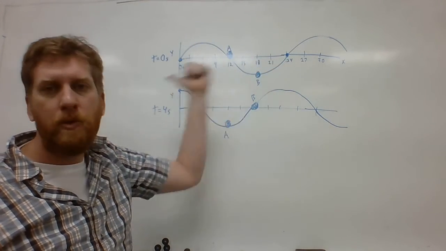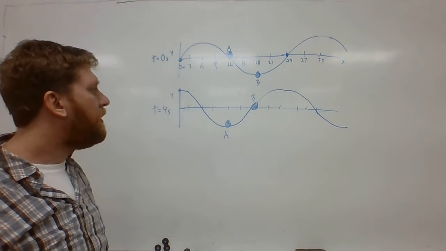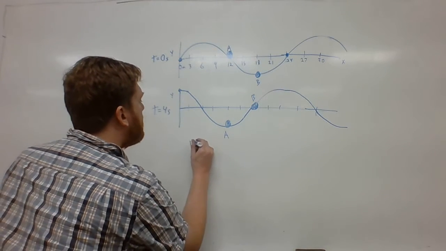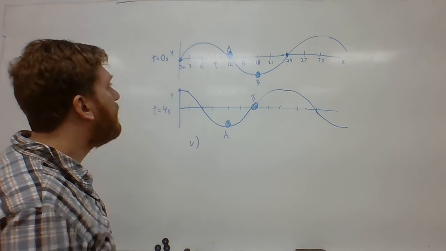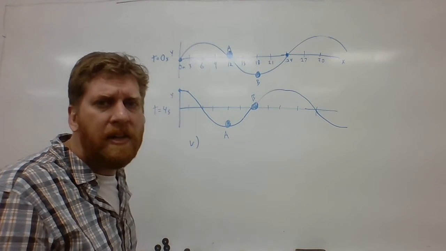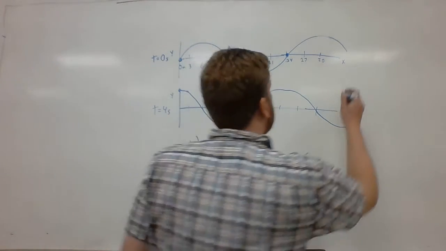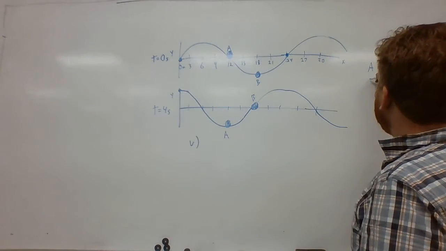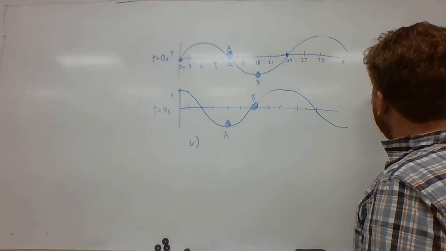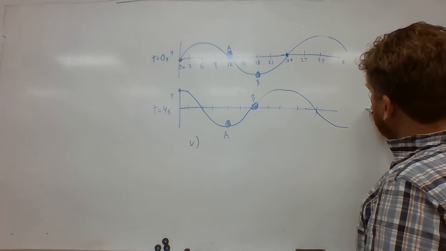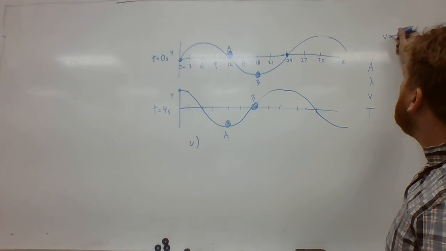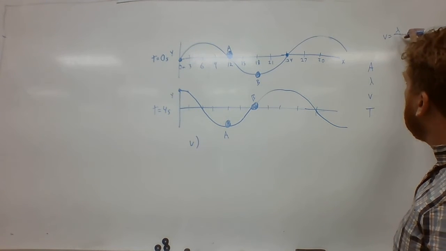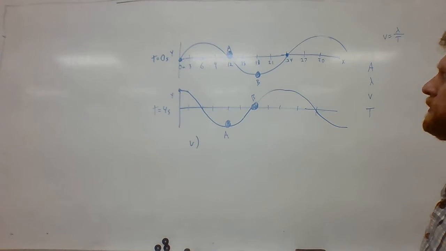And when I say the waves are moving to the left, we have one question: what is the velocity of our waves? Okay, let's try to figure out everything we need to know. All the variables associated with this wave are amplitude, wavelength, velocity, and period. We know there's a relationship where the velocity is equal to the wavelength over the period.